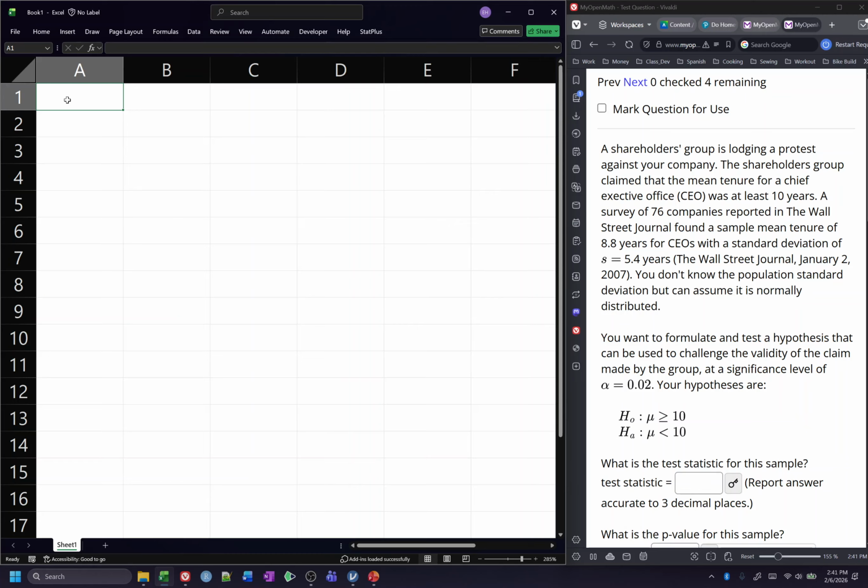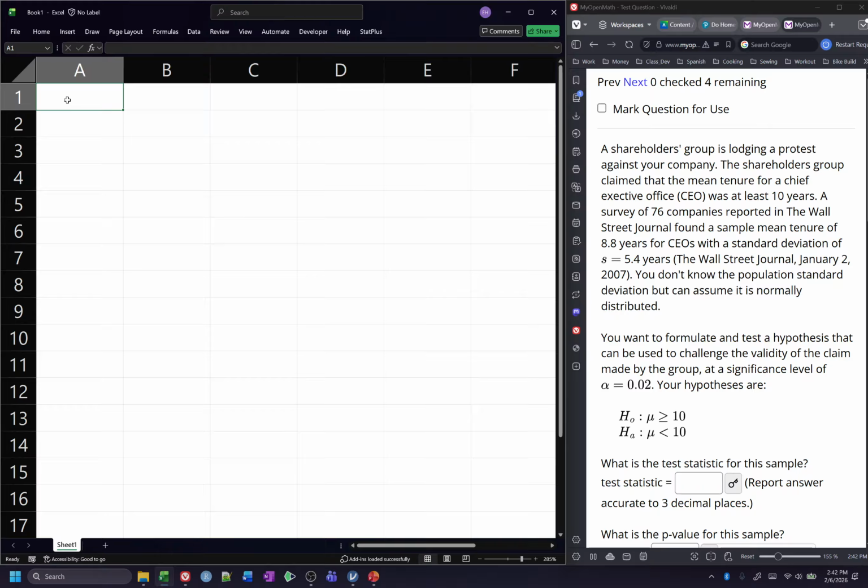You want to formulate and test a hypothesis that can be used to challenge the validity of the claim made by the group at a significance level of 2%. Your hypotheses are the following. The null hypothesis is that the true mean is greater than or equal to 10, and the alternative hypothesis is less than 10.